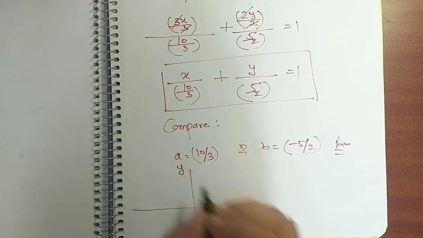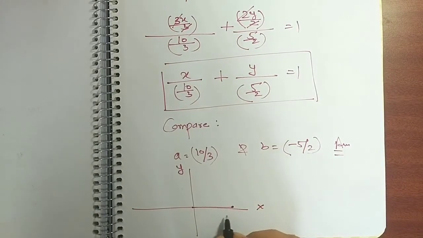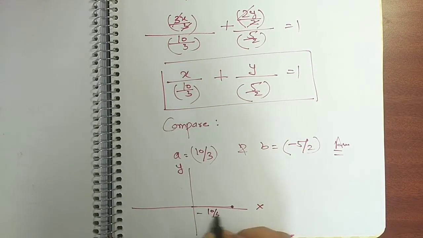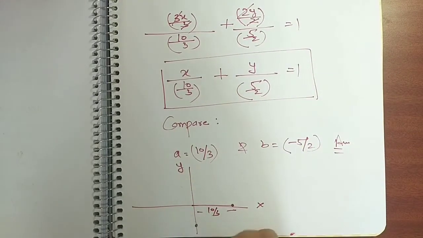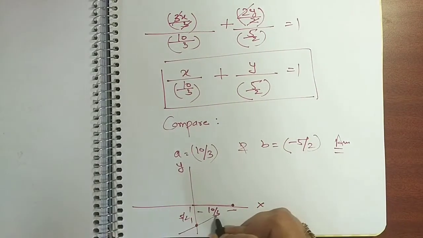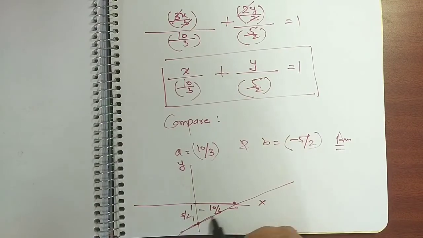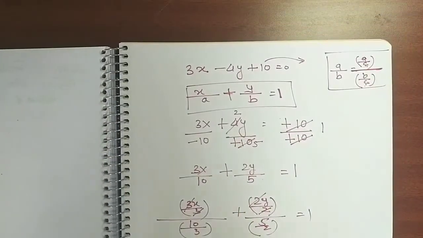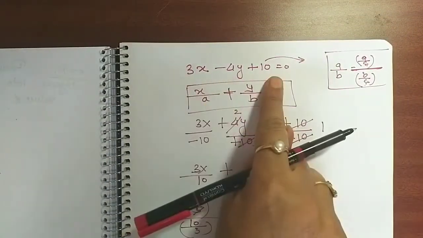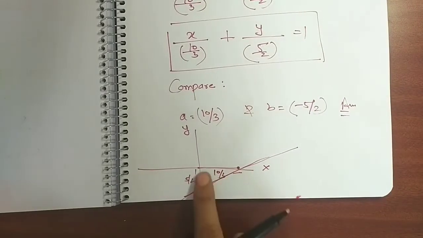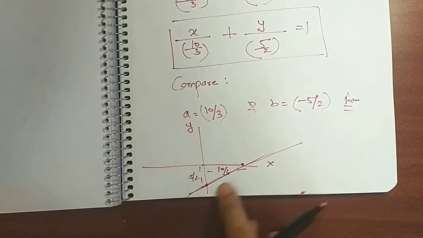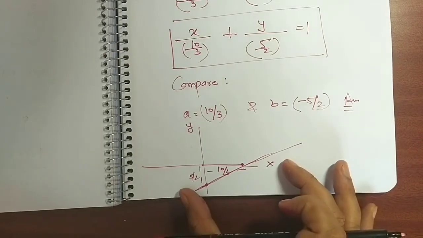This is the x-axis, this is the y-axis. So the line is cutting somewhere here at a distance of 10 by 3. On y, minus 5 by 2 means somewhere here down, on the negative y-axis. So this is 5 by 2 in the negative direction. So actually my line should be this. By looking at the equation, you can see how much information is hidden in it: how much it will cut on the x-axis and how much it will cut on the y-axis. On the basis of that, I am able to plot it also.